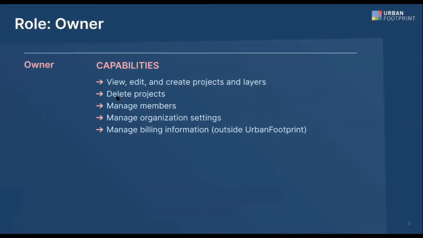So let's take a look at the owner role. The owner role is the role with the most control over your account. Using this role, you can view, edit, and create projects and layers, delete projects, manage members, manage all of your organization's settings, and manage your billing information outside Urban Footprint. Like all roles in Urban Footprint, more than one user can be assigned to the role. So if you want more than one person in your organization with the owner rights, you can certainly do that.